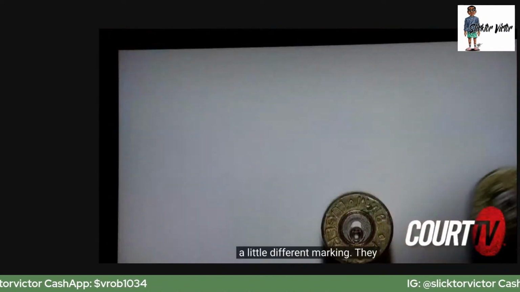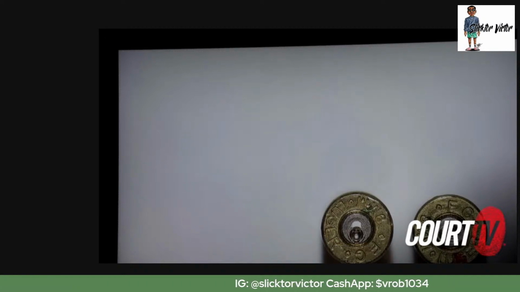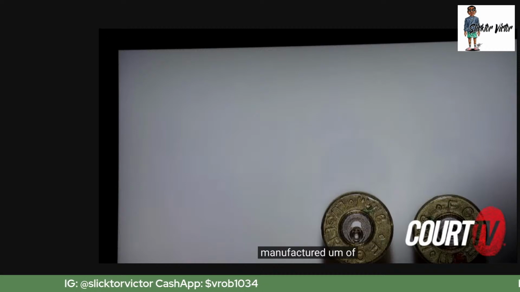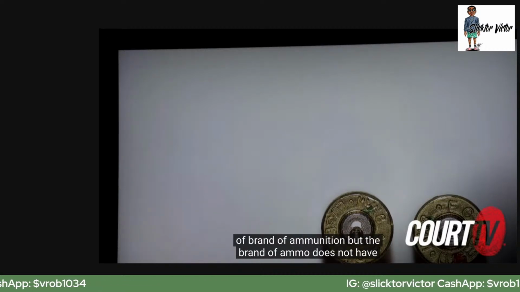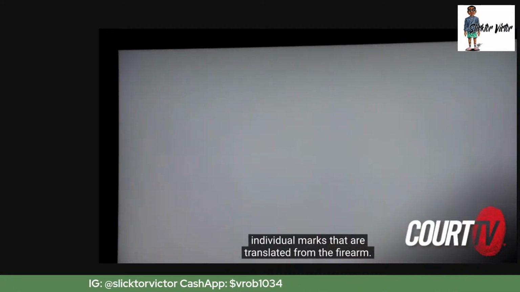Yes, so they're different manufactured brands of ammunition, but the brand of ammo does not have bearing. We're looking at the individual marks that are translated from the firearm. Sure, sure. And again, you determined these are fired from the same firearm, but I'm just pointing out two different brands of ammunition. That is correct. Yep. Thank you, ma'am. That's all I have.